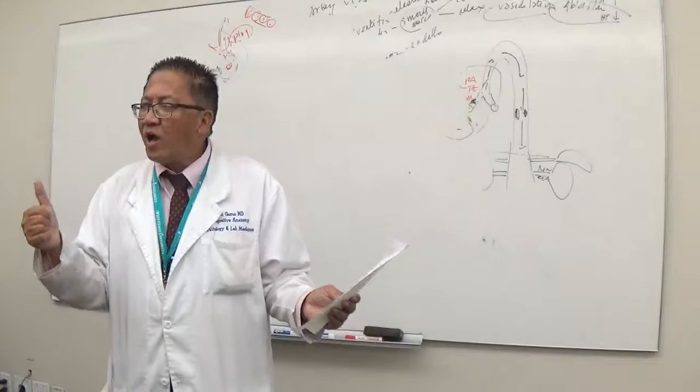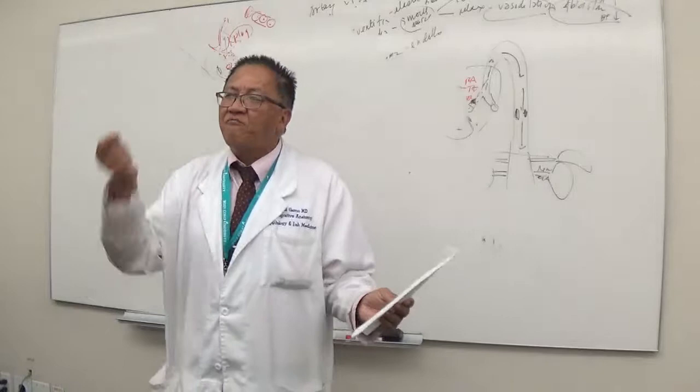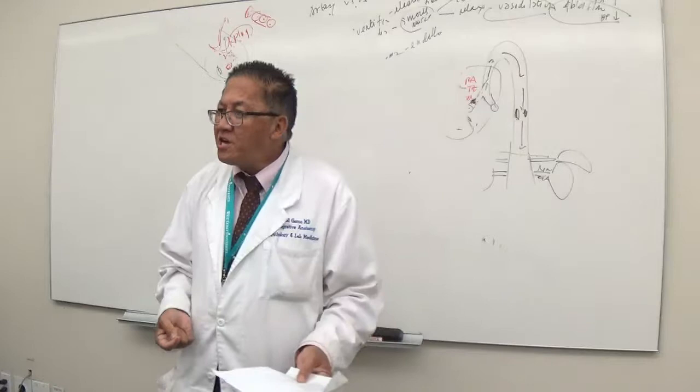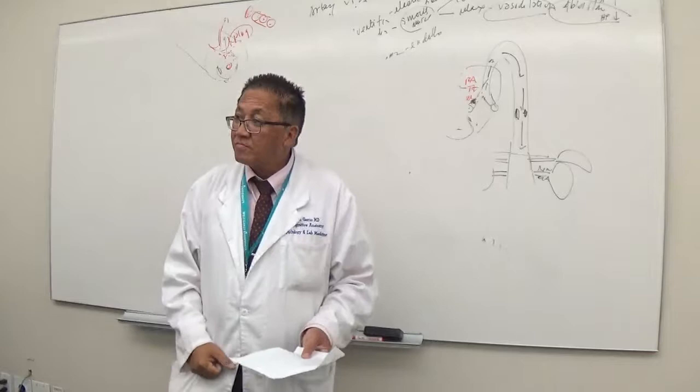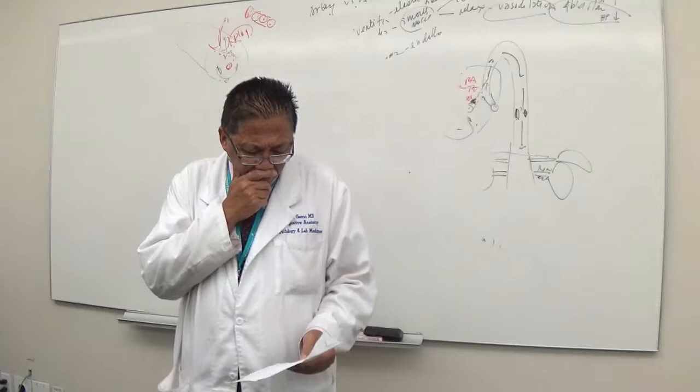In other words, if the parietal cells of the wall of the stomach do not produce enough intrinsic factor, you cannot absorb vitamin B12. If you cannot absorb B12, what kind of anemia will you develop? B12 deficiency. What kind of anemia? Pernicious. You're the man. Pernicious, P-E-R-N-I-C-I-O-U-S. You understand? Now, what exactly is hemolytic disease of the newborn? Simple?